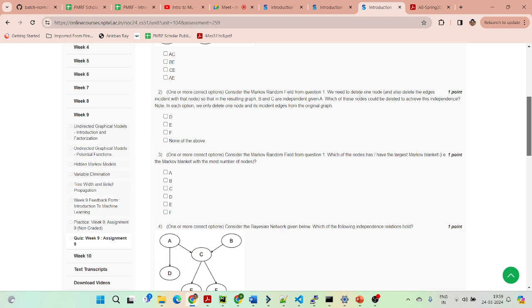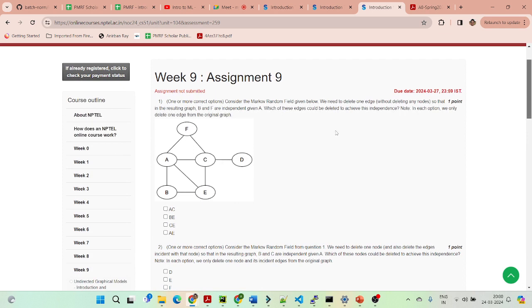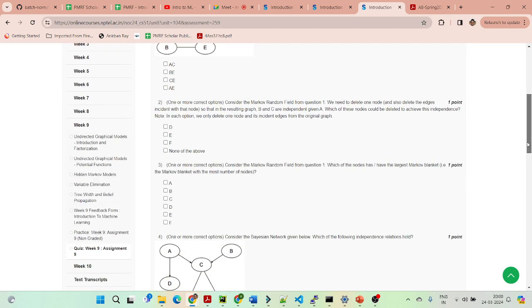Next, they're deleting one node and also deleting the edges incident with the node, meaning the edges that are connected to the node. In the resultant graph, B and C are independent given A. As you can see, in this B the connecting nodes are A and E, so you have to do something with them only.